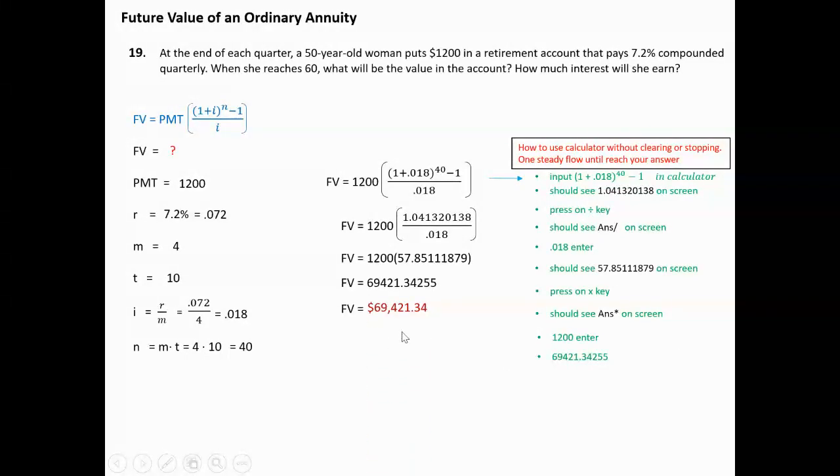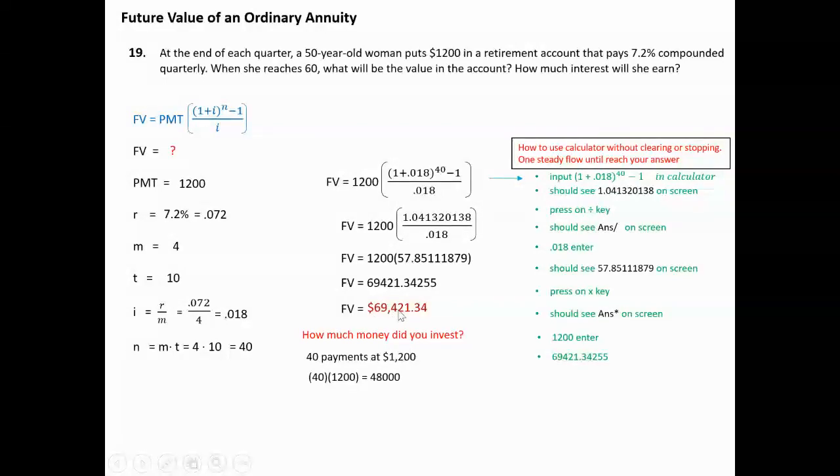Okay, that's how much it was in 10 years. So how much of it was interest? How much money did you invest? So how many payments were there? There were 40 payments, right? 40 times 1200, because that was the amount of the payments that the woman put in every 4 months. So we multiply those, and it's going to give us 48,000.